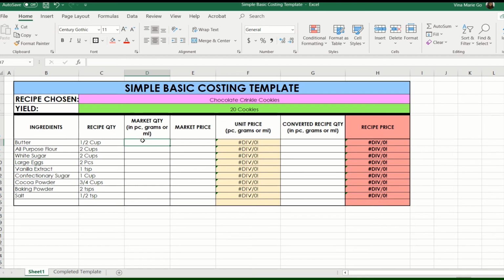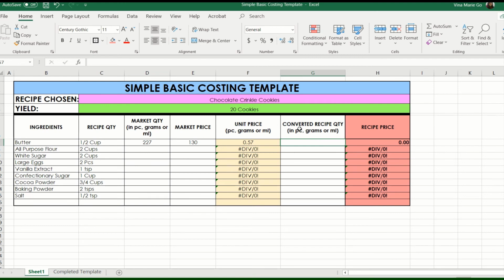So you get your market quantity from your receipt or from Google. 227 grams is 1 cup or 1 bar. It's 130, and once you input it, it automatically computes for you. That is the wonderful help of these computing apps, or your Excel sheet.